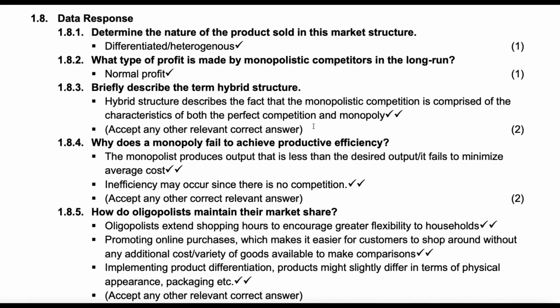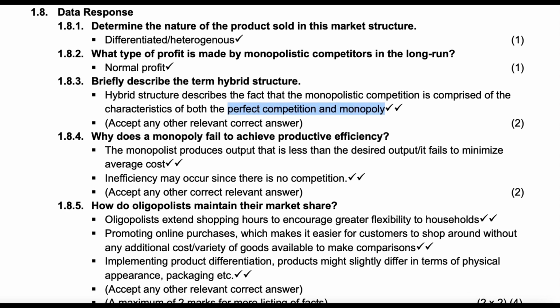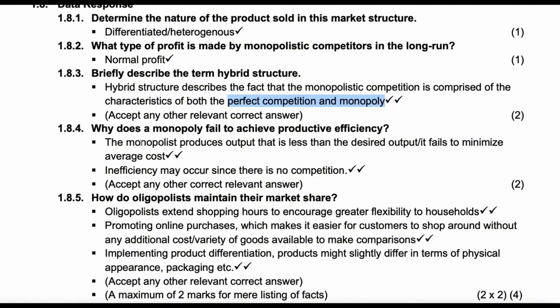Okay, let's have a look at our responses. Determine the nature of product. Well, this one is heterogeneous or differentiated. What type of profit is made? That's normal profit. The reason is there are no barriers to entry. Then briefly describe the term hybrid structure. Well, hybrid structure describes the fact that monopolistic competition is comprised of characteristics of both perfect and monopoly. That's what I said. Then why does a monopoly fail to achieve productive efficiency?